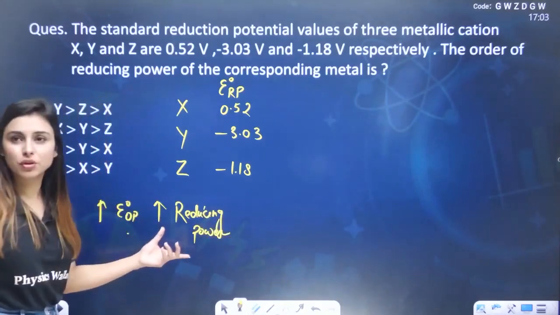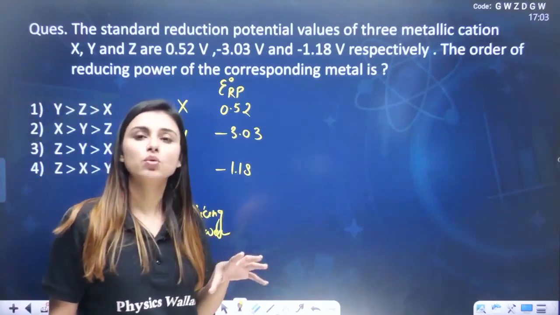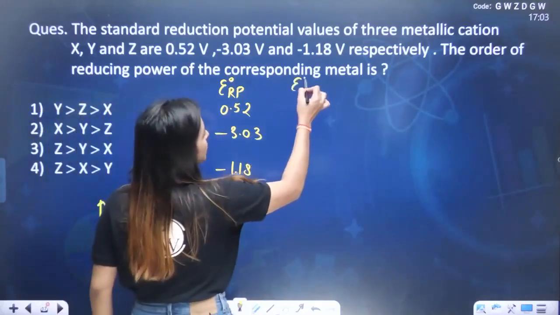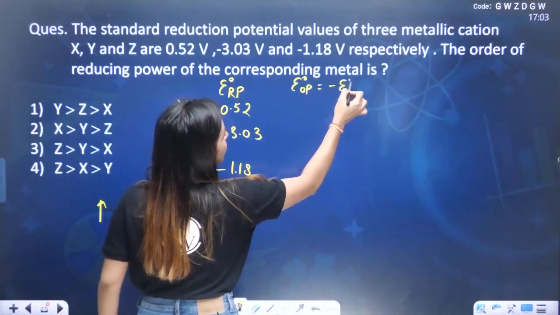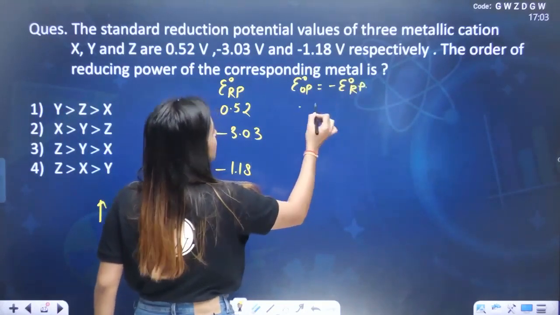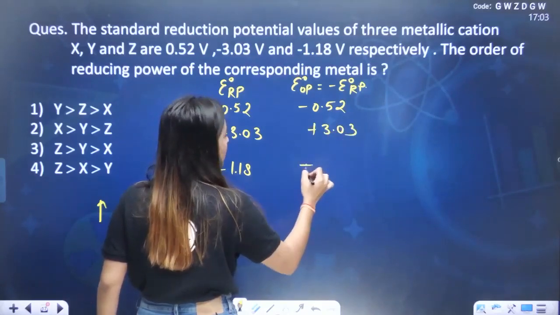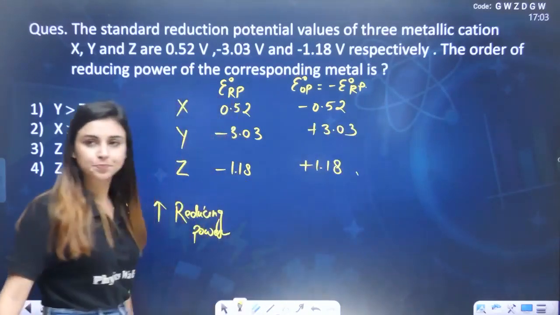I hope this is clear with you. So you just need to find out the oxidation potentials. You are given reduction potentials. Oxidation potential will be equal to minus of reduction potential. So this would be minus 0.52, this would be plus 3.03 and this would be plus 1.18.